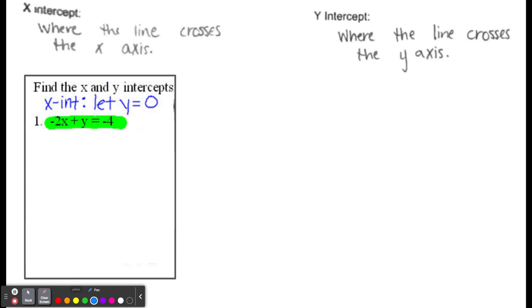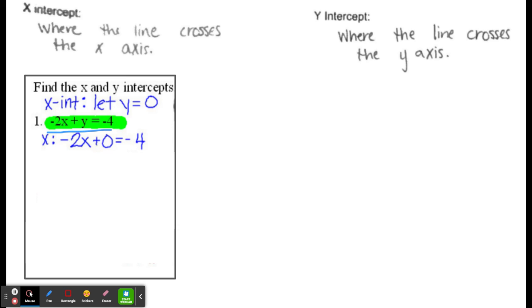What if I'm given an equation? Let's look at this equation right here. I have negative 2x plus y equals negative 4. And I'm told to find the x and y intercepts. Well, we've just discovered that for my x-intercept, y is 0. So all I need to do is plug in 0 for y, and I can figure out where my line crosses that x-axis.